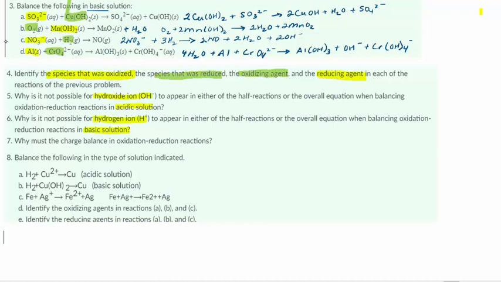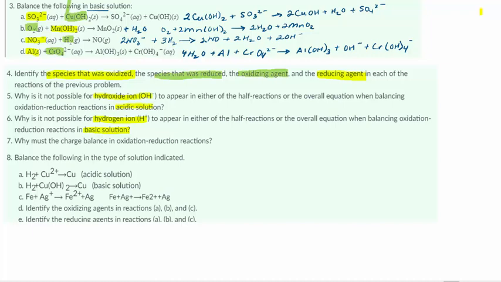Number 7, why must the charge balance in oxidation-reduction reactions? Oxidation and reduction are chemical opposites, and so in order for one to occur, the other must occur. Now they occur with the same charge balance because we cannot make or destroy matter. We can only transfer it, and therefore the charges will have to balance.